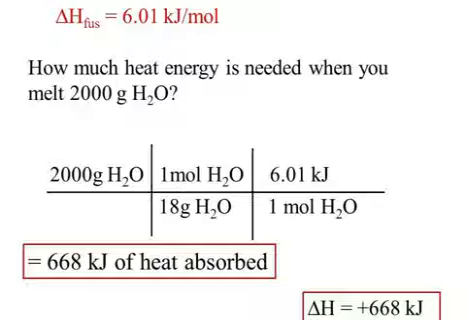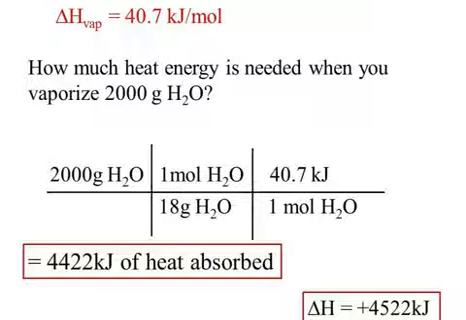So take your 2,000 grams of water, turn it to moles with the molar mass of water, and then use the tabulated or published value of the heat of fusion. 1 mole of water always absorbs that much energy in order to melt. If it was freezing, it would be the same amount of energy, just going in the opposite direction. You would be losing that heat energy in order to freeze. To melt, you're gaining that heat energy.